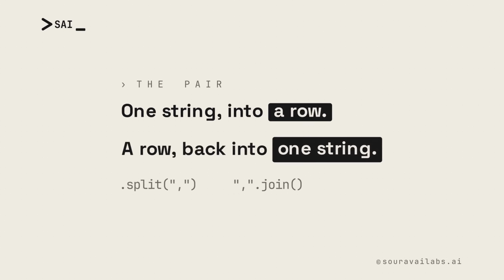So, split takes one string and gives you a row. Join takes a row and gives you one string.